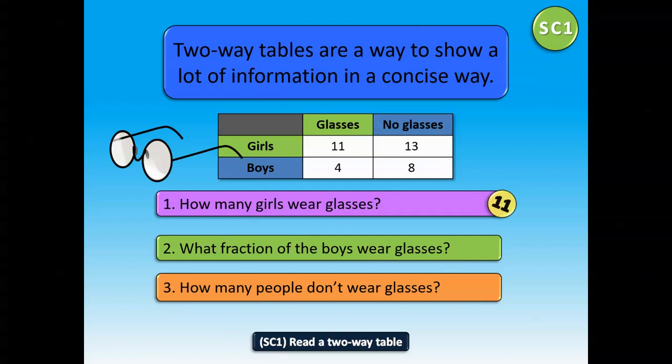That would be 11. What fraction of the boys wear glasses? There's 4 boys that wear glasses out of 12 boys in total, 4 plus 8. How many people don't wear glasses? There are 13 girls that don't wear glasses and 8 boys that don't wear glasses. So altogether, that's 21 people who don't wear glasses.